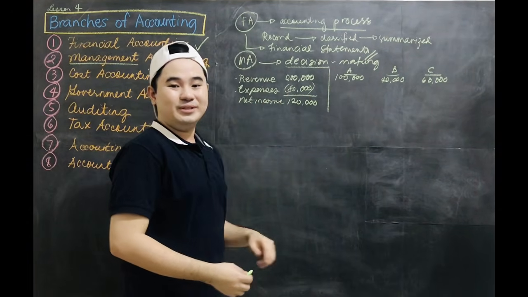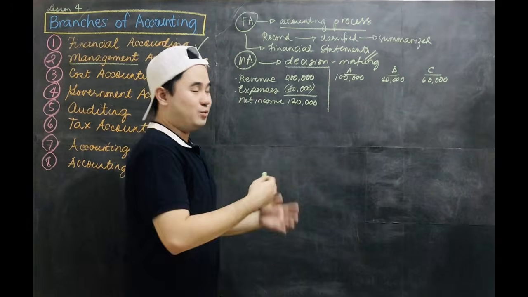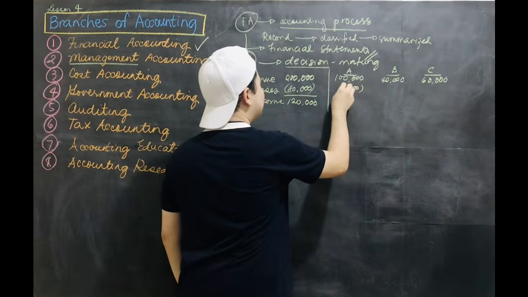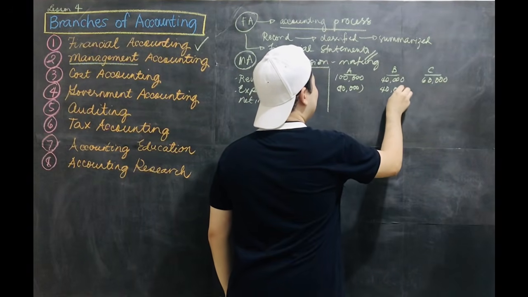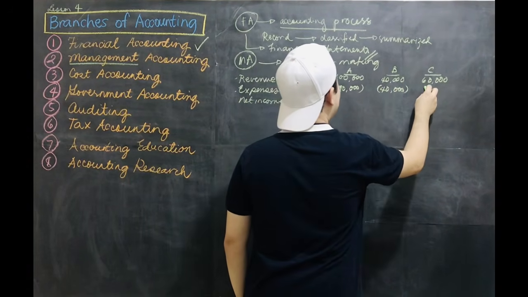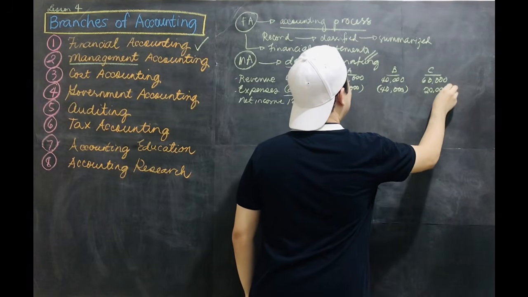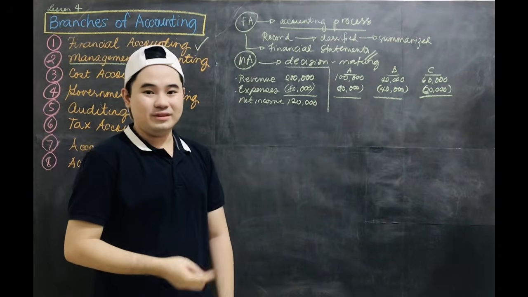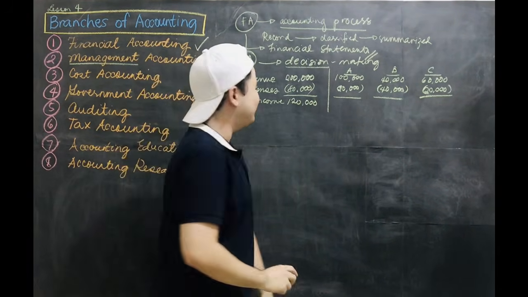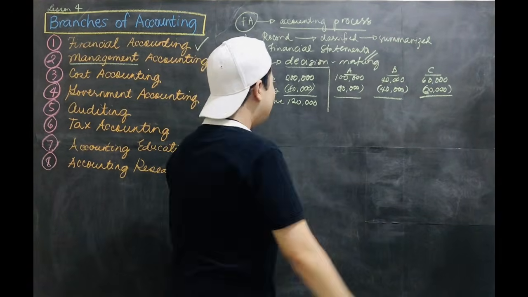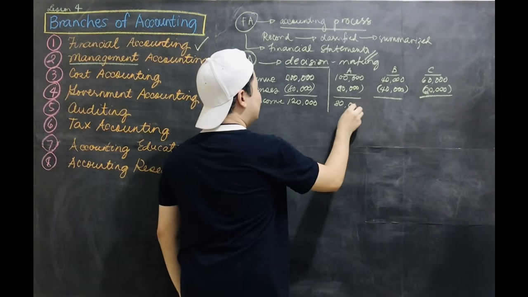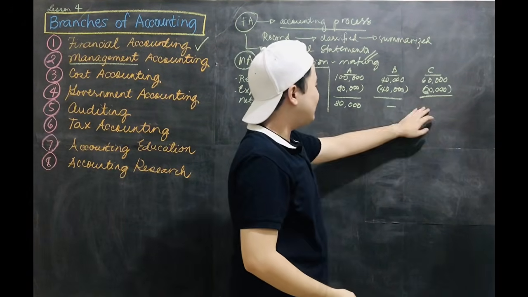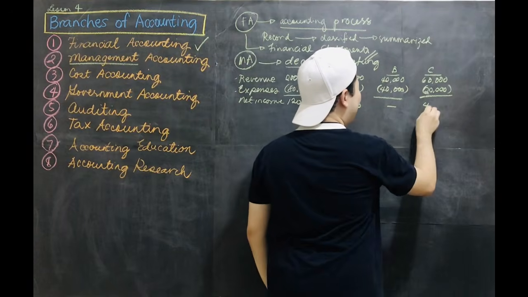Then, let's say that the breakdown of this 80,000 expense will be like this: 20,000 in A, 40,000 in B, and then 20,000 in C. Let's compute the net income per product line. 100 minus 20 gives us 80,000. For product B, 0. And then for product C, 60 minus 20, 40,000.